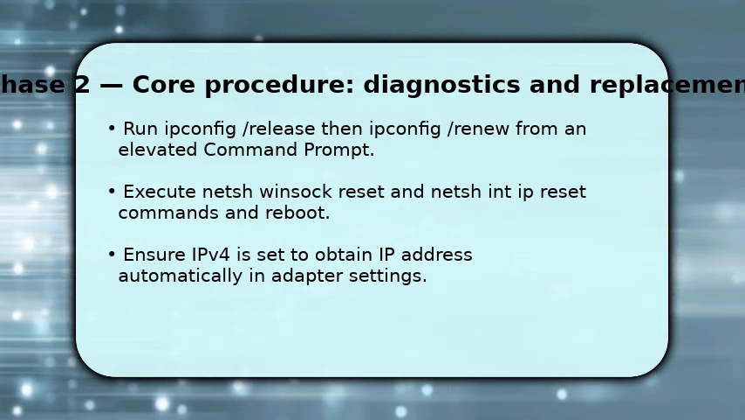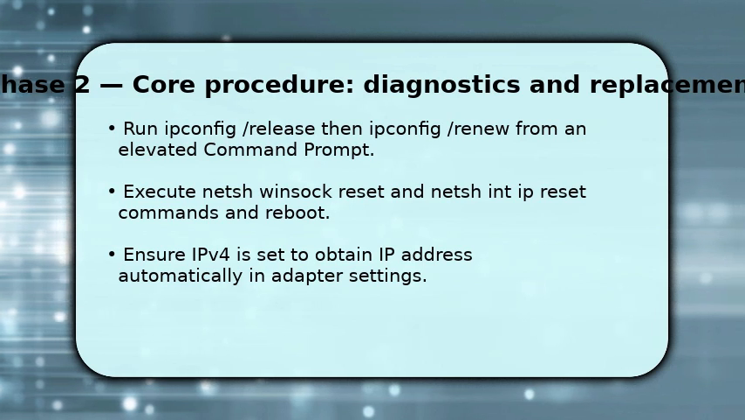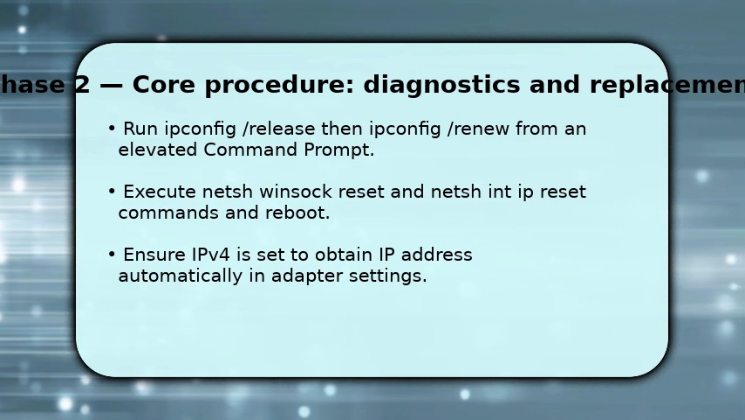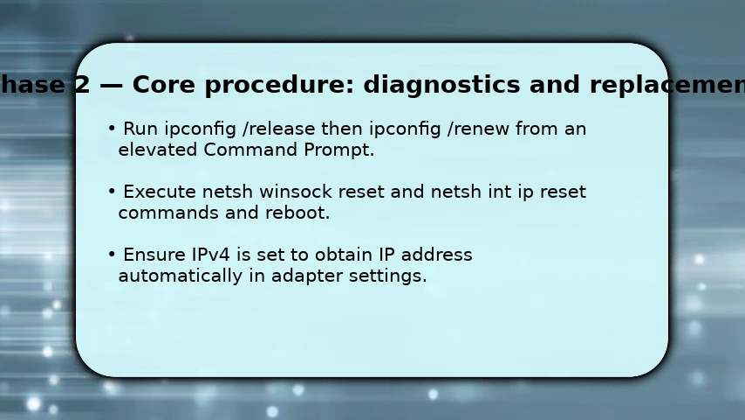After those commands, restart your PC and power cycle the router by unplugging it for 10 seconds. Finally, confirm the Wi-Fi adapter IPv4 properties are set to obtain IP automatically.